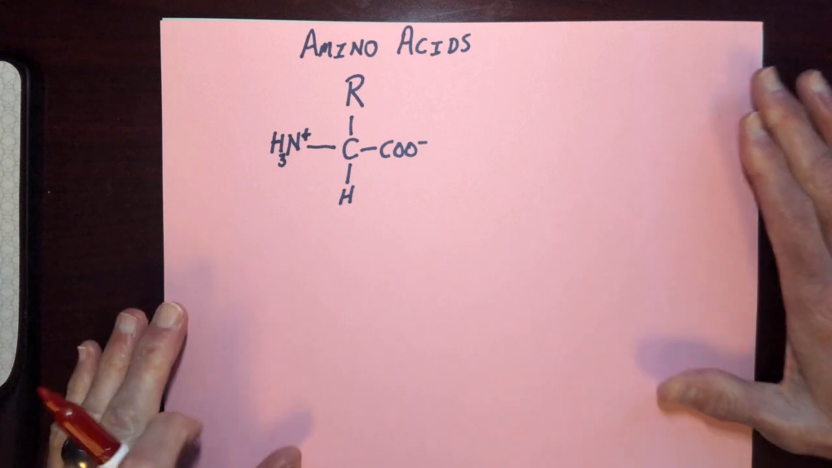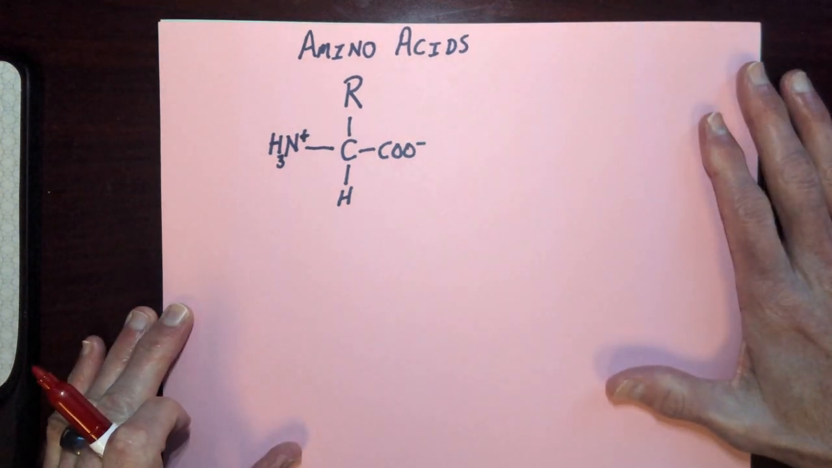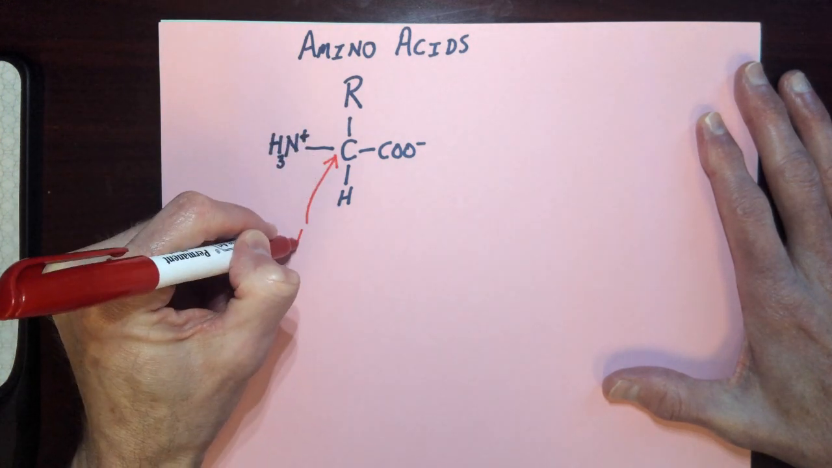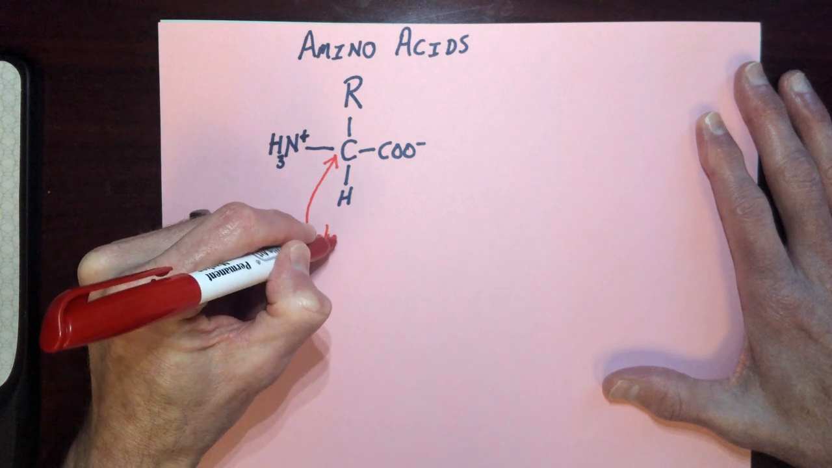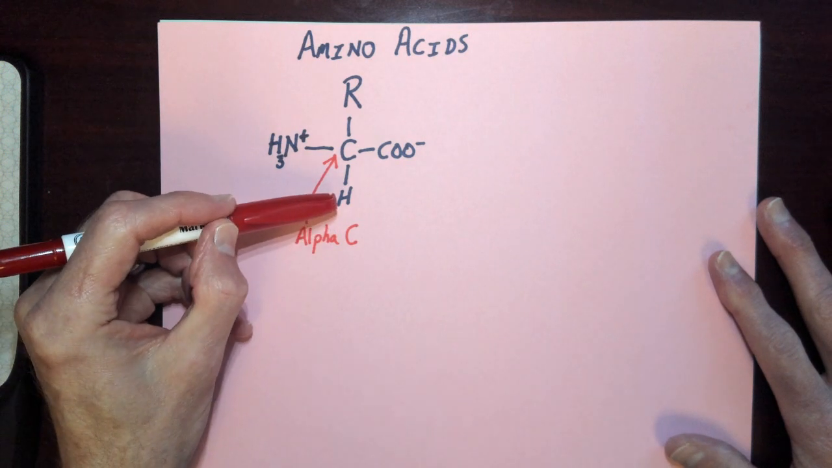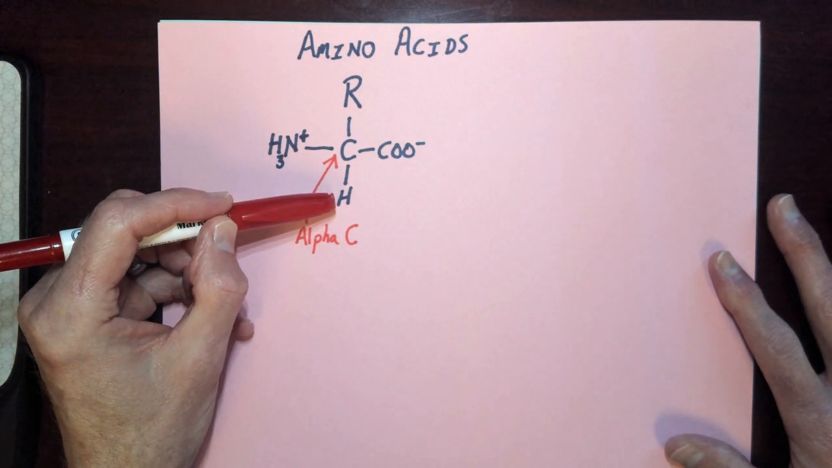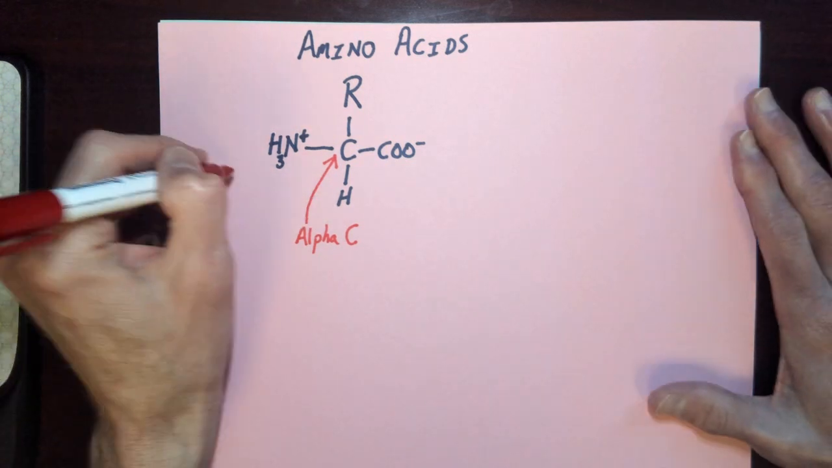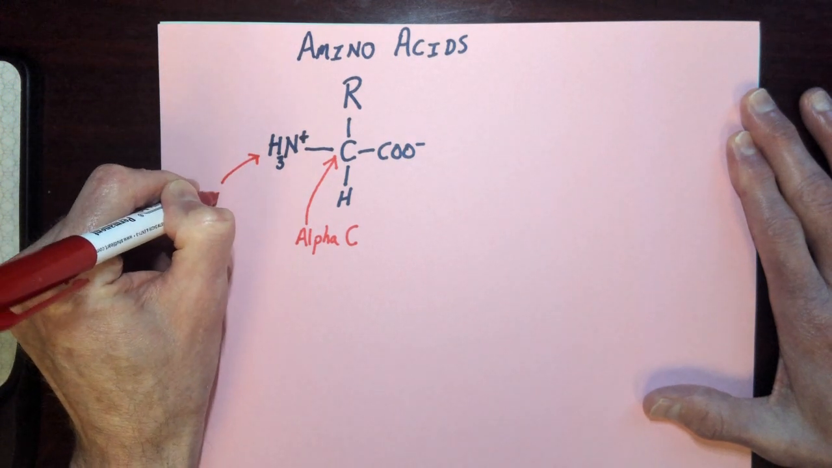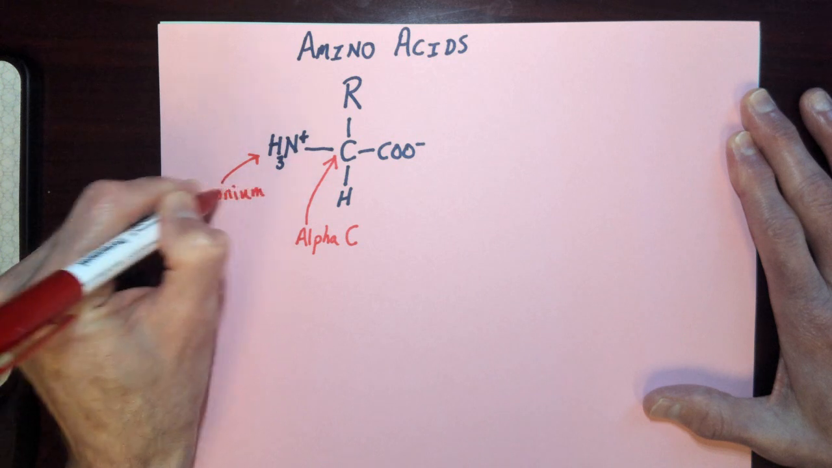In amino acids, we have a carbon in the center, often called the alpha carbon. On that carbon, there are four bonded groups. First, there's just a hydrogen, a simple hydrogen bonded to the alpha carbon. Then you have an ammonium group. Look for the nitrogen.